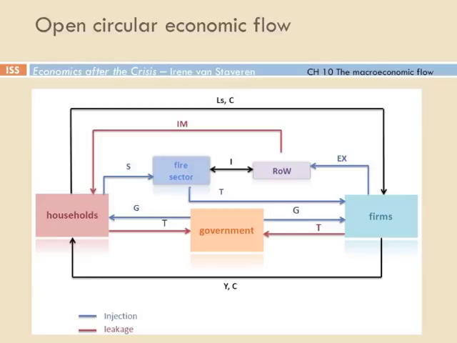Here is the diagram for the open circular economic flow. In other words, the summary of the post-Keynesian perspective on macroeconomics. What is interesting is that we see another sector added. We still have households and the government, firms, also the rest of the world with exports and imports.